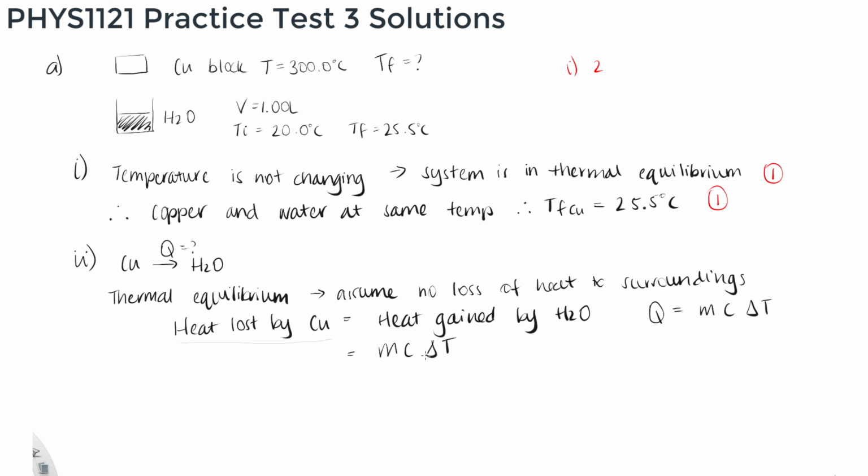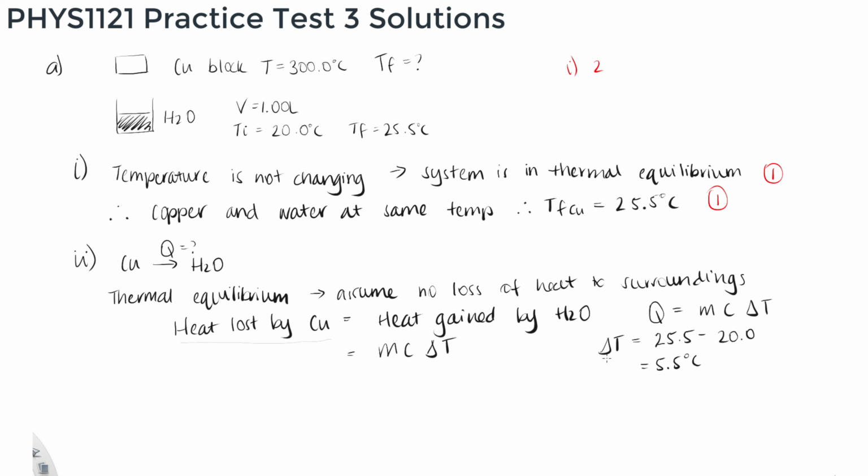Now we know some things about the H2O. We know what the initial temperature is and what the final temperature is. Therefore, we know what the change in temperature is. It's going to be 25.5 minus 20.0, which is 5.5 degrees Celsius.